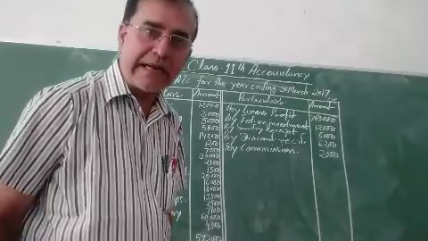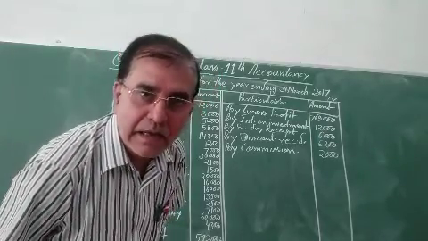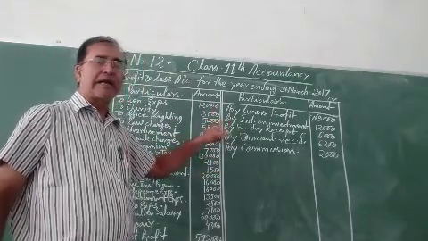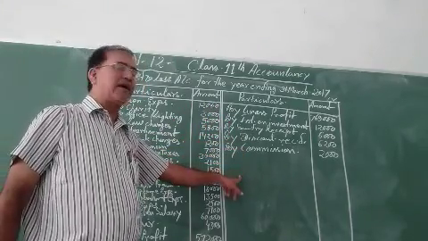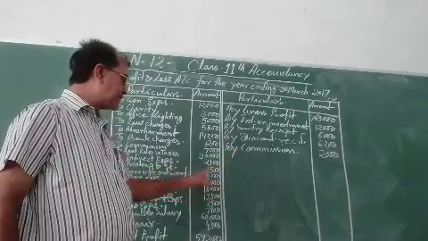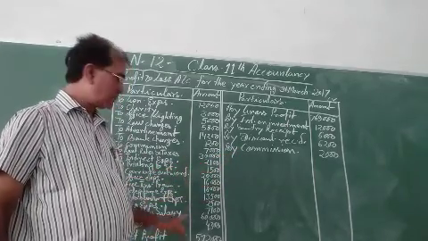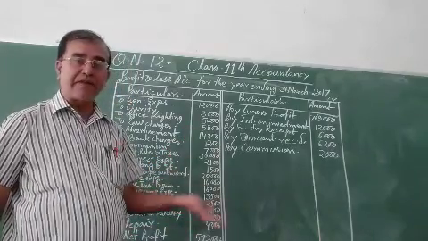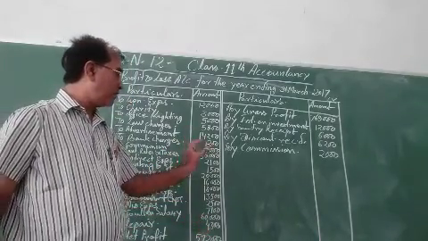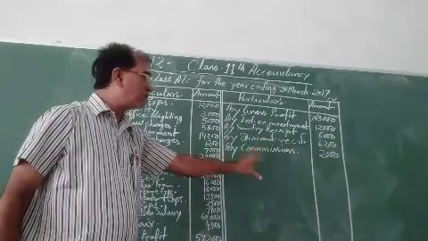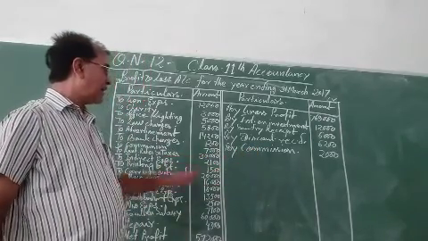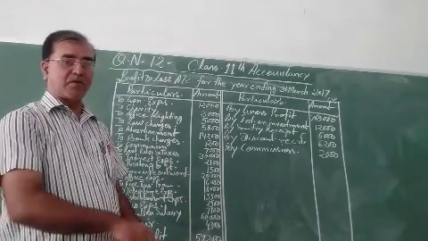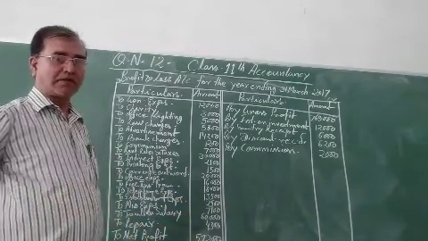Now my dear, if the credit column of the profit and loss account exceeds the debit column, the difference between the totals of the credit and debit will be the net profit or net loss.